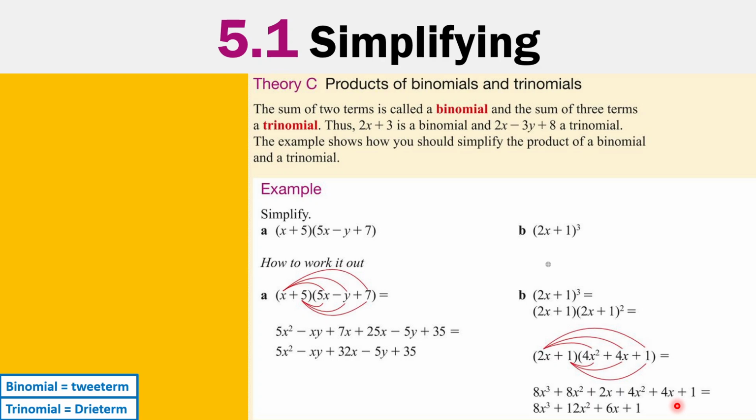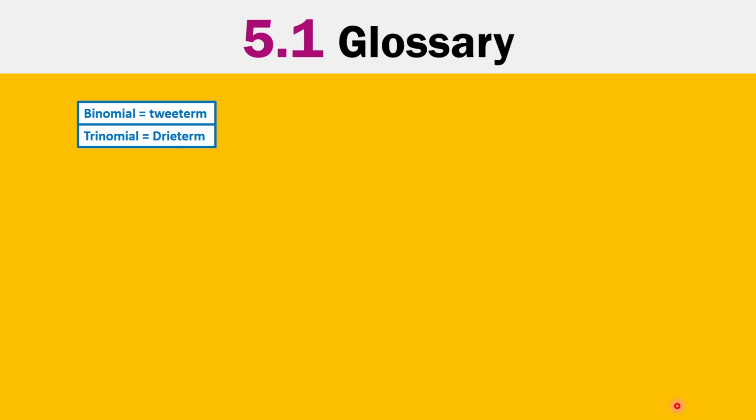So that's theory C, products of binomials and trinomials. And with that, we have finished paragraph 5.1. Here is the glossary of the two new terms that I introduced you to, tweetermen and drietermen. Practice this enough, and again, I keep repeating myself, check yourself as well, because it's easy to make mistakes in this paragraph. Good luck!